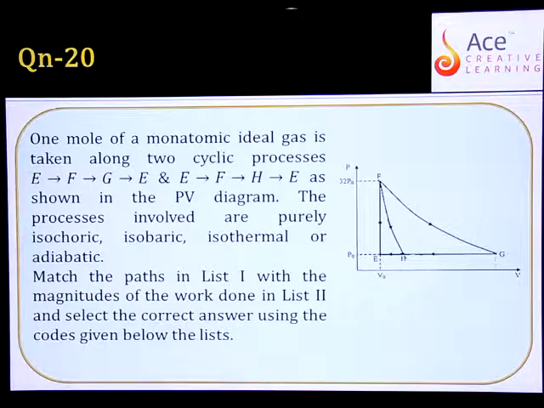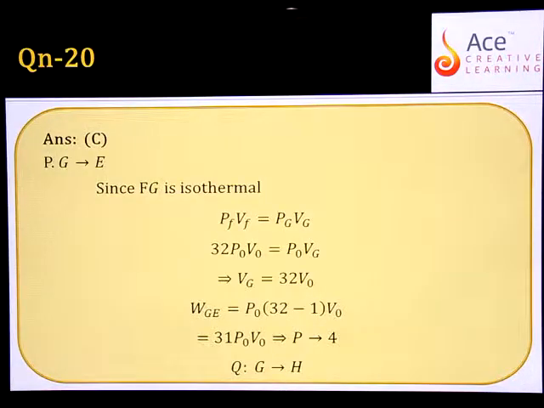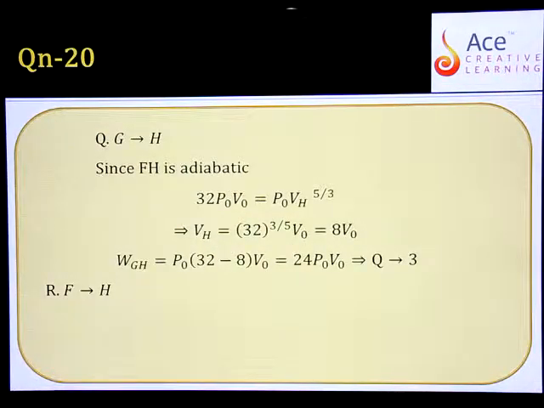Question number 20 from heat and thermodynamics. The correct option is C. If you take the reaction FG, it is isothermal. Use the corresponding equations, you get the volume at G to be 32 V naught. Then find the work done from G to E. It turns out to be 31 P naught V naught. Next, take the reaction G to H and use the fact that FH reaction is adiabatic. Use the adiabatic equation and we get volume at H to be 8 V naught, and calculate the work done in the process GH and you get it to be 24 P naught V naught.